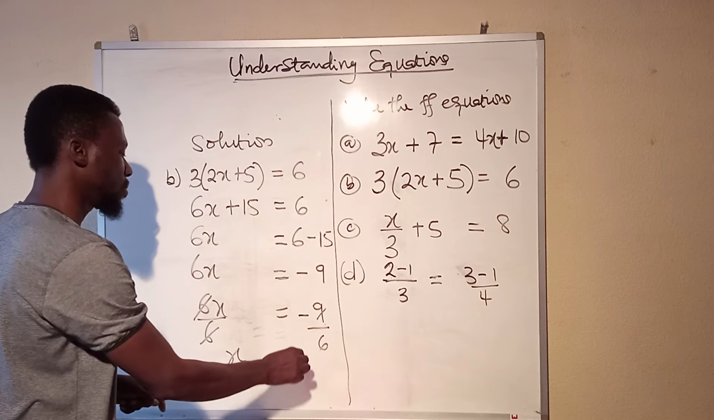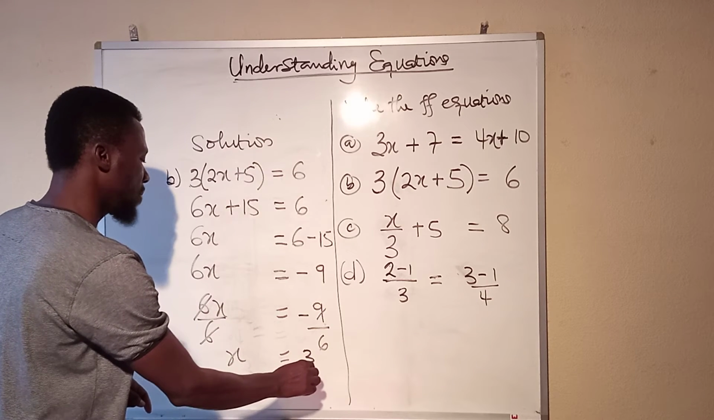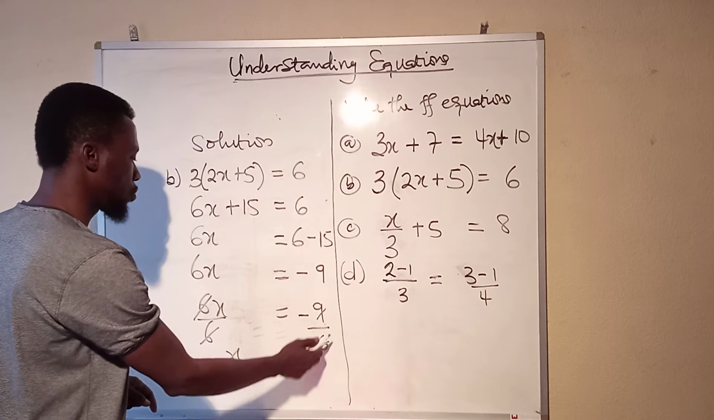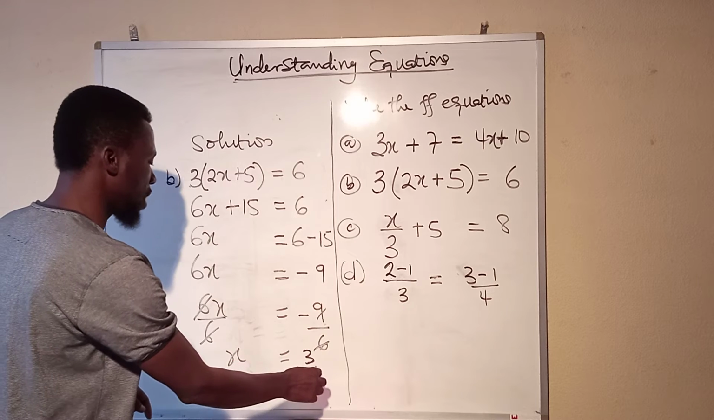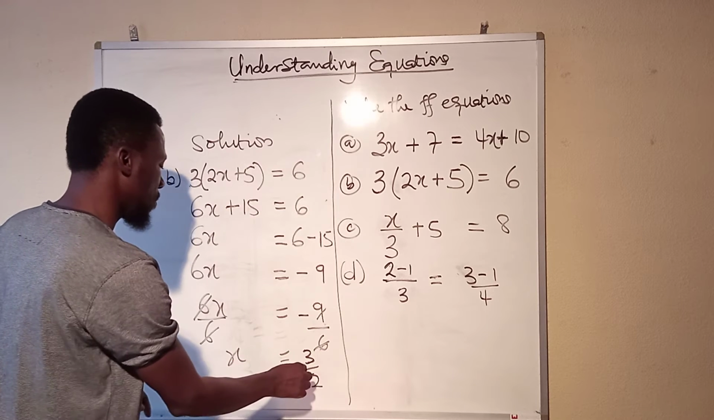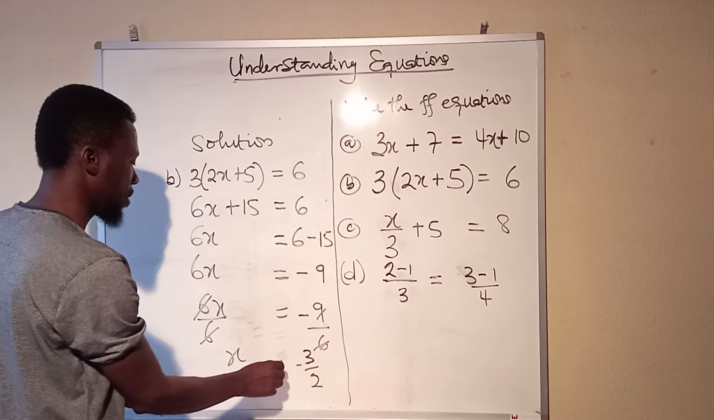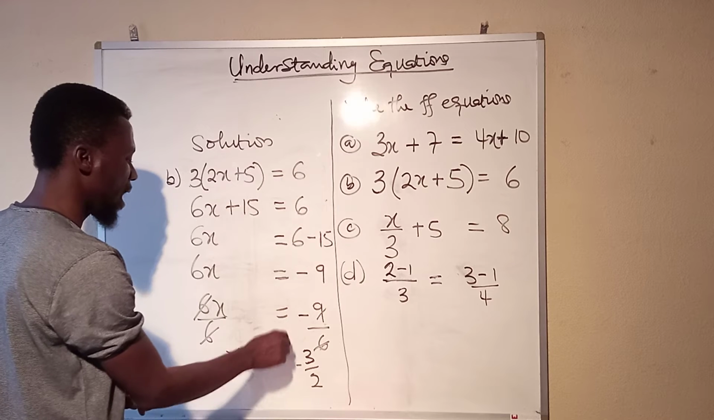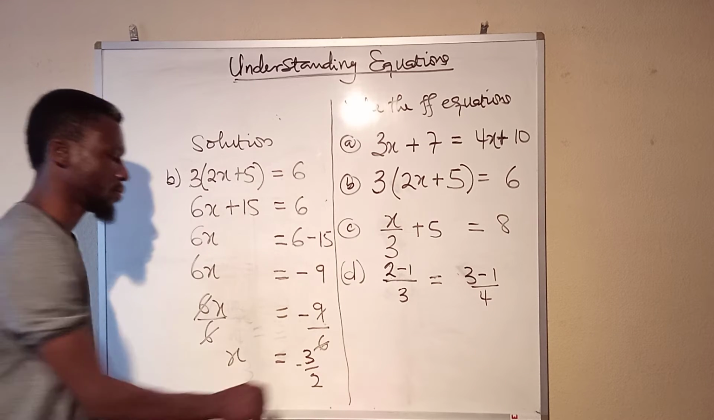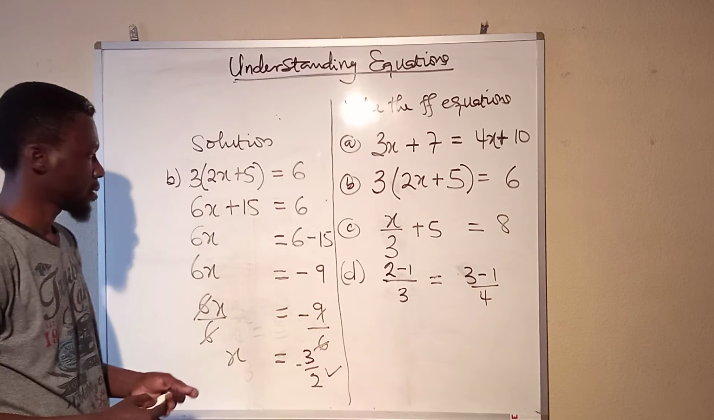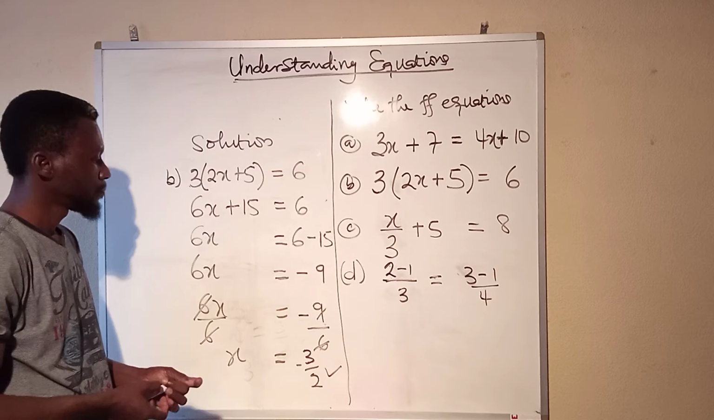3 will go into 9, 3 times. 3 will go into 6, 2 times. So we shall have this, then put a negative sign over there. So that means we have x is equal to negative 3 over 2. All right. So that is the answer to this one.